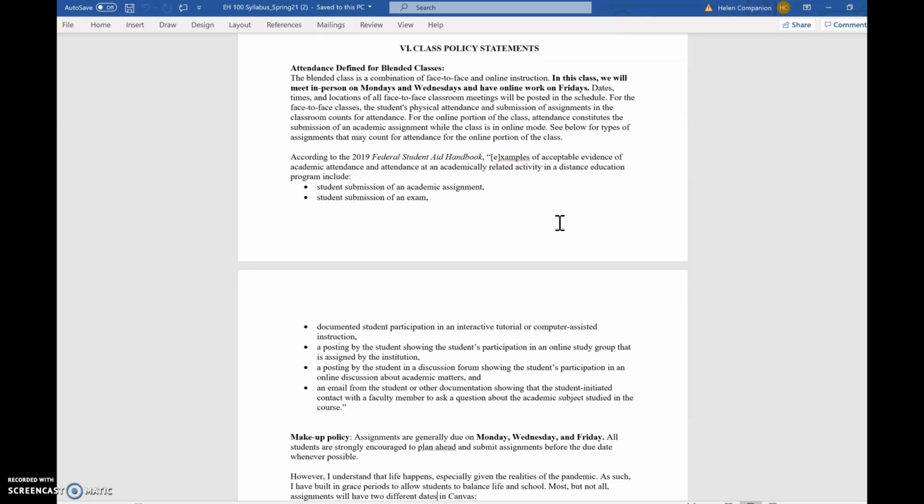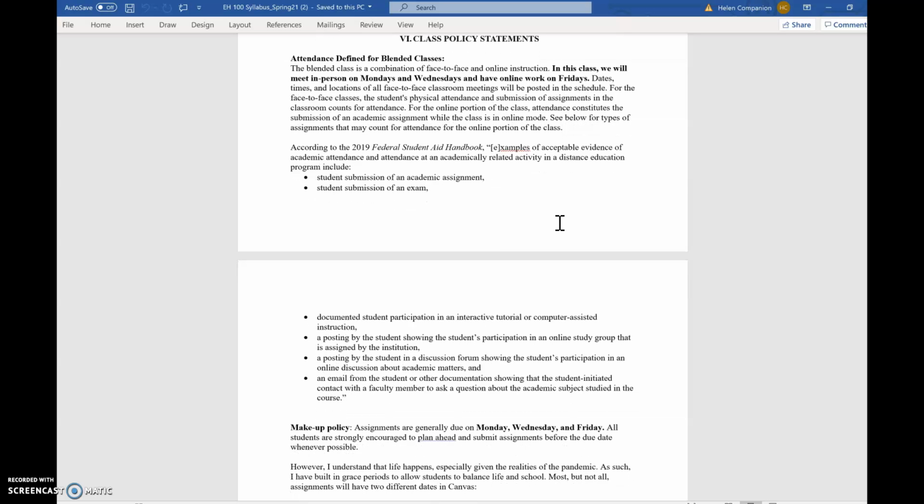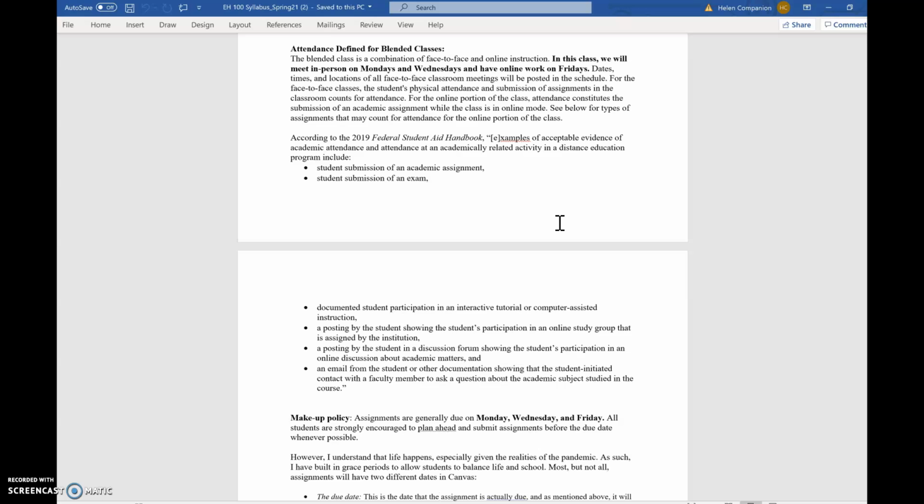Some additional attendance policies here. This is actually not a blended class, it's an online class. I forgot to change that. In an online course, this here is the same. In an online course, the attendance is basically defined as anything you do for the class. So if you submit an assignment, post a discussion board, email me regarding the class, anything like that, that is considered attendance for financial aid purposes.